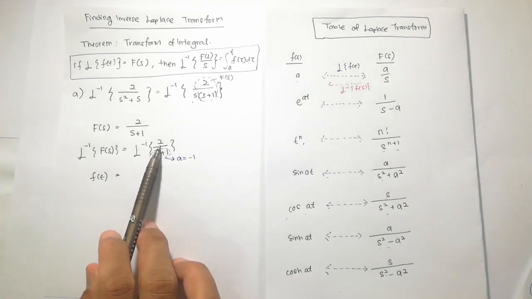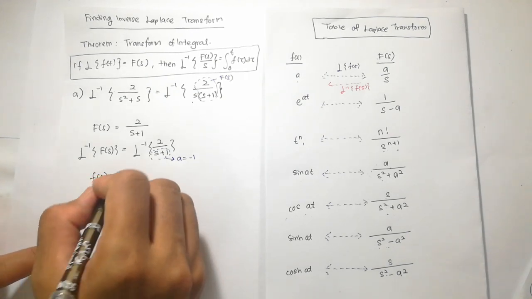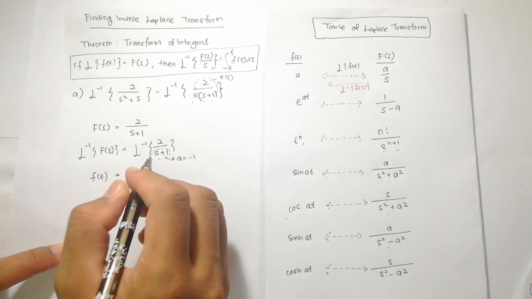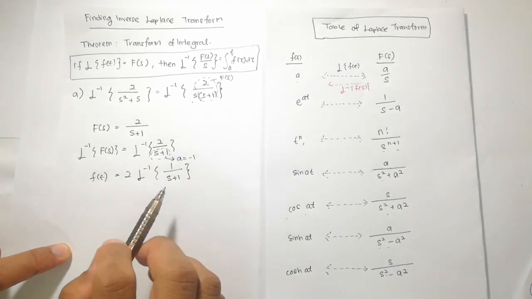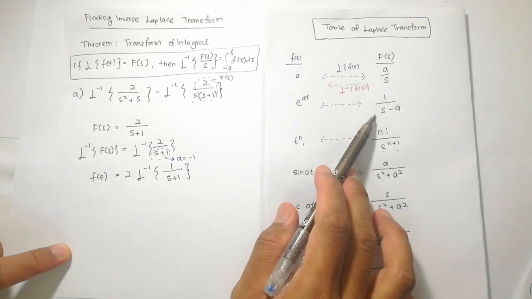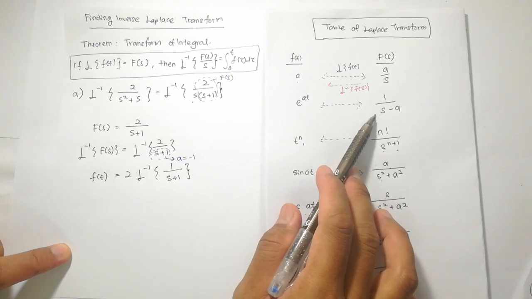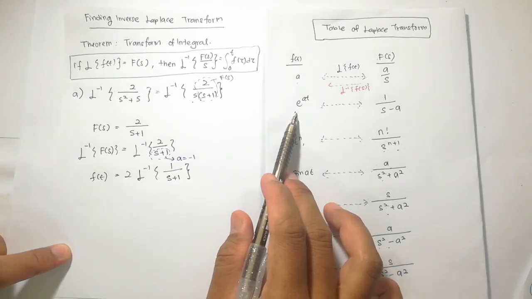So we can bring the 2 outside of the inverse Laplace transform operator. So we have 2 times the inverse Laplace transform of 1 over s plus 1, where now a is equal to negative 1. Now we have a similar pattern to this function in the table of Laplace transform. So now we can have our inverse Laplace transform for 1 over s minus a, where our a value is equal to negative 1.